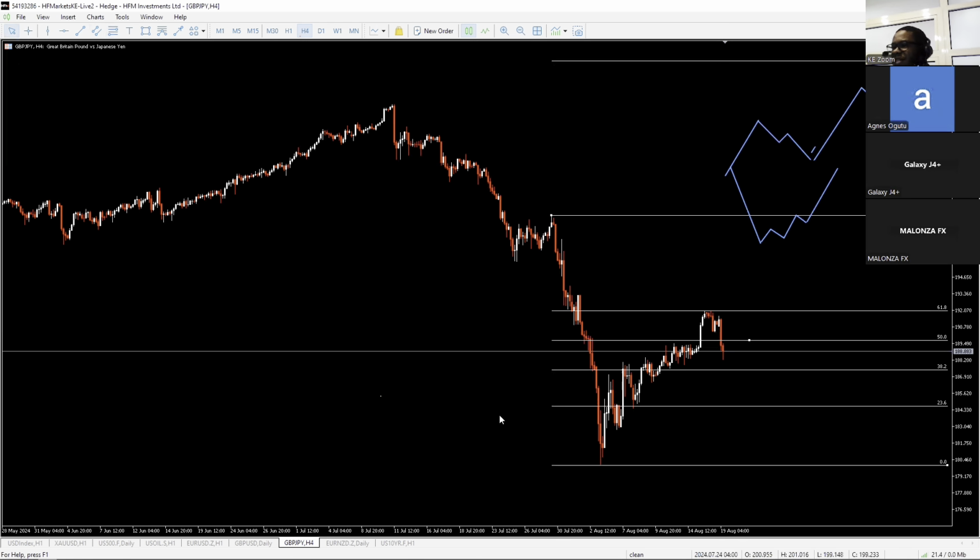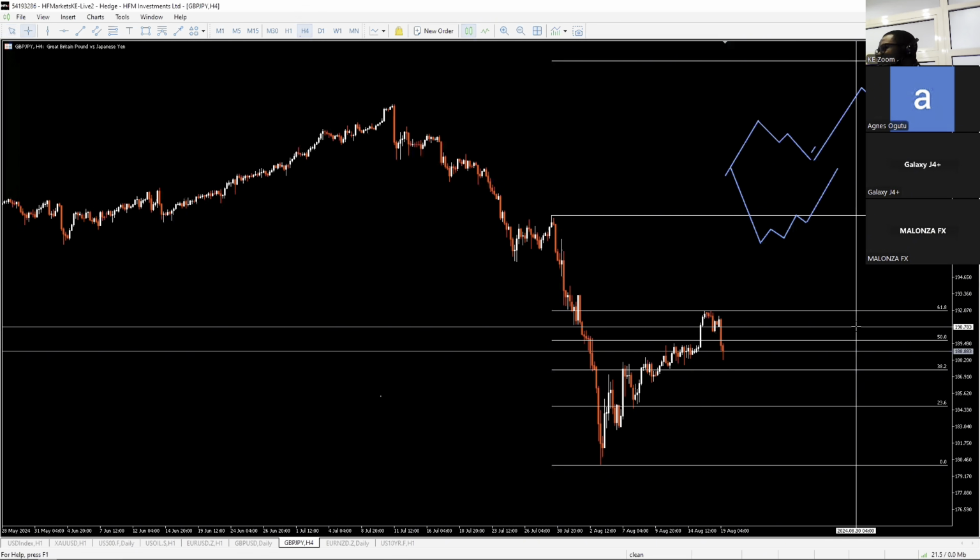This is simply because the yen has been quite strong against the other currencies. It has been strong against the dollar. It is also strong against the British pound. That's why we see this sell-off. The British pound hit the 61.8% level, currently trading below the 50% level, providing a low risk entry opportunity. An area where we can have a stop loss at around 190.78, right?